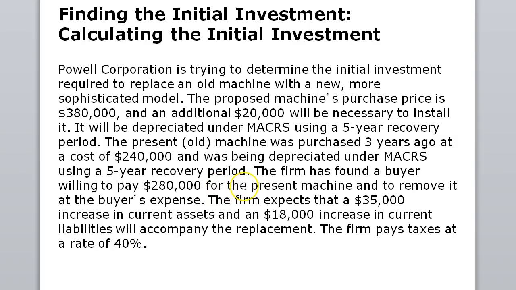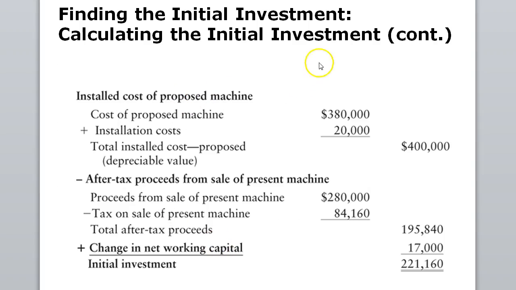The buyer will pay $280,000 for the present machine and remove it at the buyer's expense. The firm expects a $35,000 increase in current assets and an $18,000 increase in current liabilities to accompany the replacement. And the firm is going to pay tax at the 40% rate. So let's put this into a little more organized form.